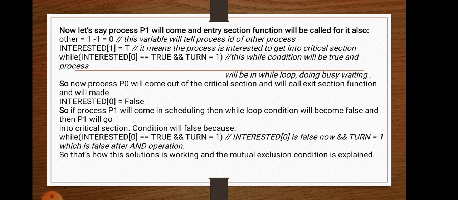Now just go through the algorithm and put the values of I and j. If you take I as 0, j will be 1. If that is so, then it is going to enter its critical section. Otherwise, if the flag value is false, then it is going to execute its remainder section of code.